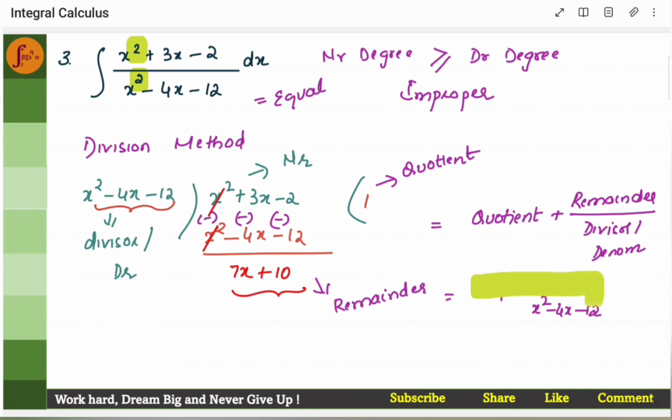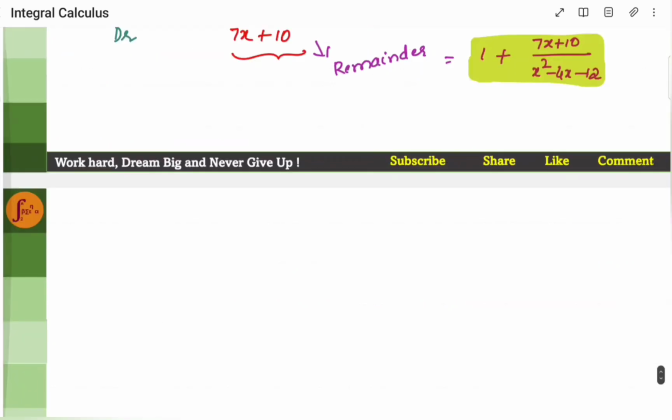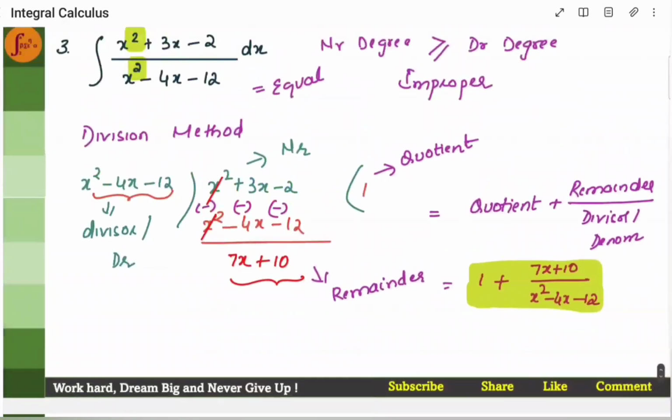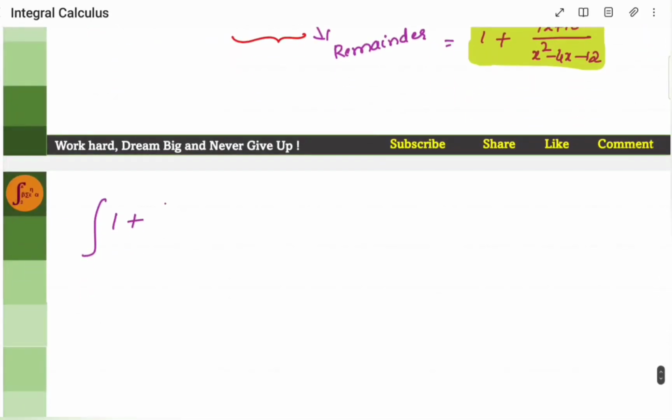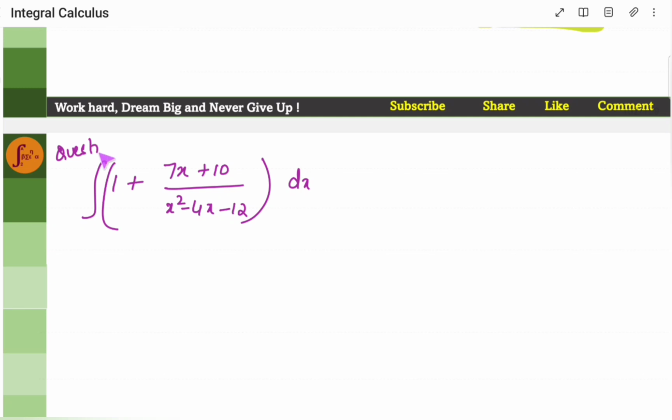So now this is the proper fraction. We have converted improper fraction into proper. Now we'll take the original function. What is the original function? Integral of this entire thing. Instead of this, we'll have to put this. So we'll have to put it as like this. 1 plus 7x plus 10 by x square minus 4x minus 12. Now this is the original problem.